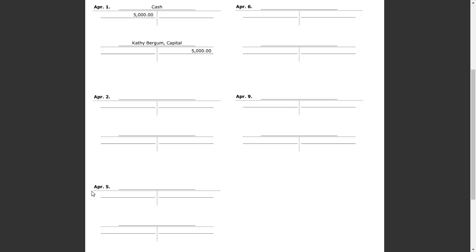April 2nd. Paid cash for supplies. Yes, Bryce, what are my two accounts that I'm going to be affecting? Supplies and cash. More. So that tells me cash is going to be debited.